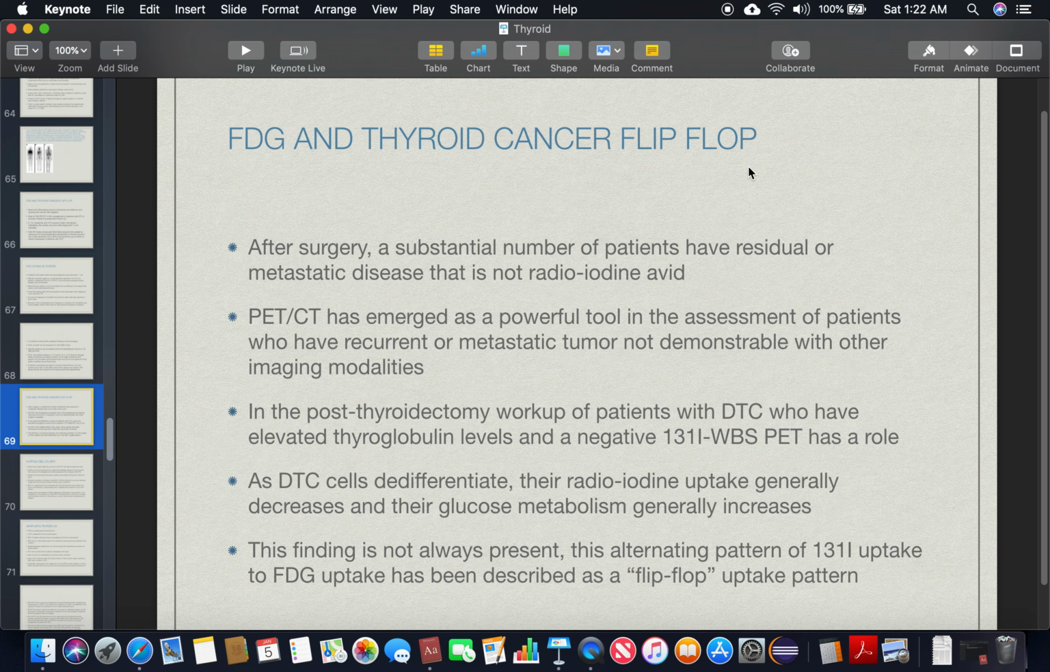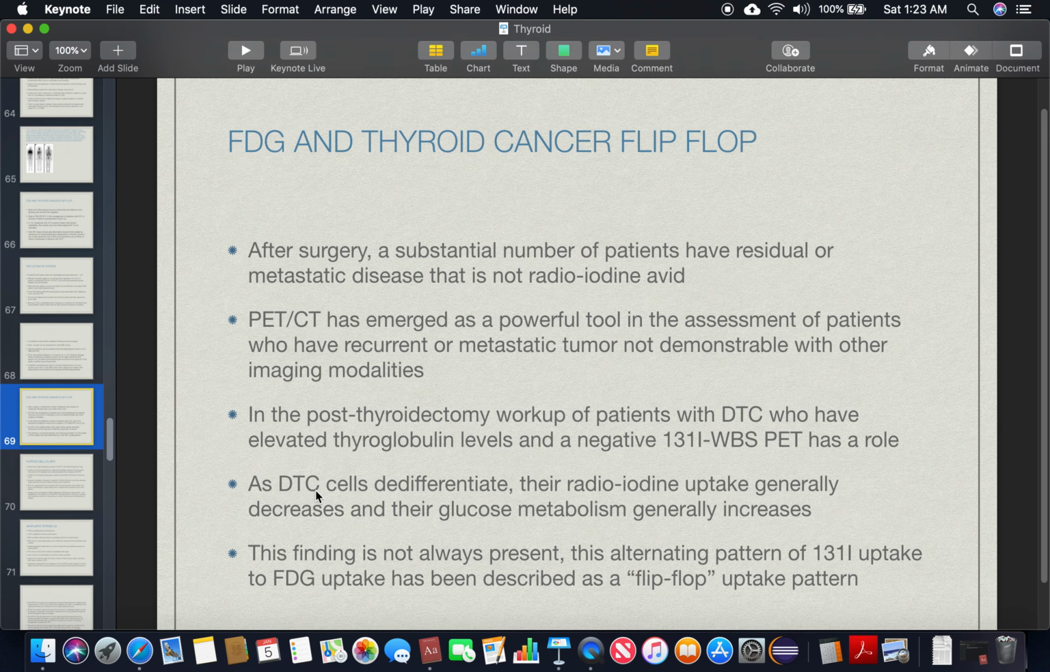Again, back to the flip-flop phenomenon, and after surgery, a substantial number of patients have residual or metastatic disease which is not radioactive iodine avid. So in that situation, PET-CT with FDG has emerged as a tool, I mean, for recurrent or metastatic disease which is not demonstrable by other imaging modalities. And particularly if the thyroglobulin levels are high, there is a negative whole body scan, PET has a role. PET meaning FDG PET has a role.